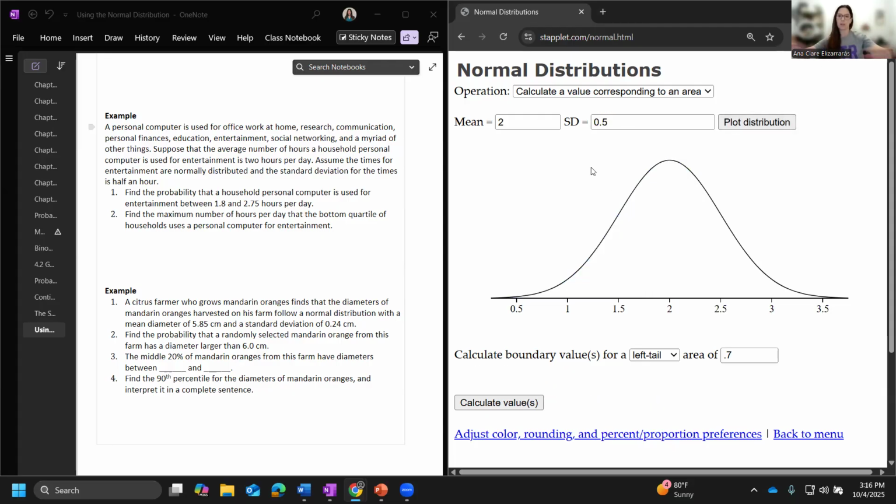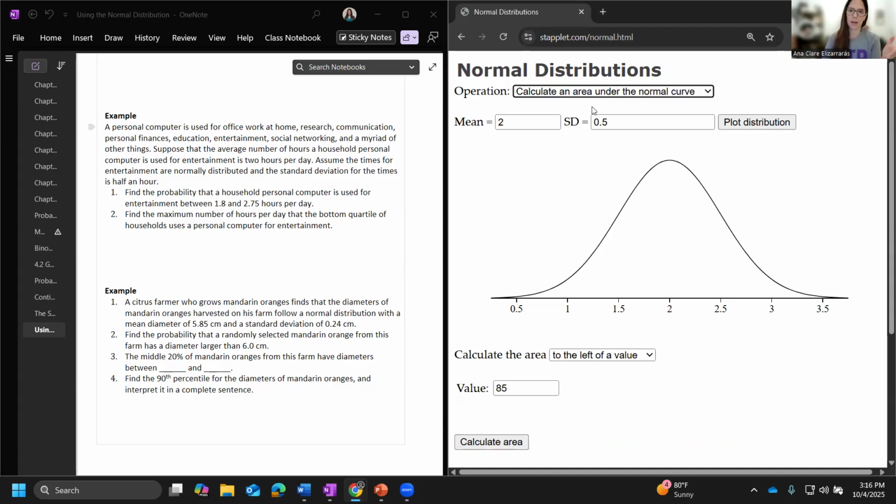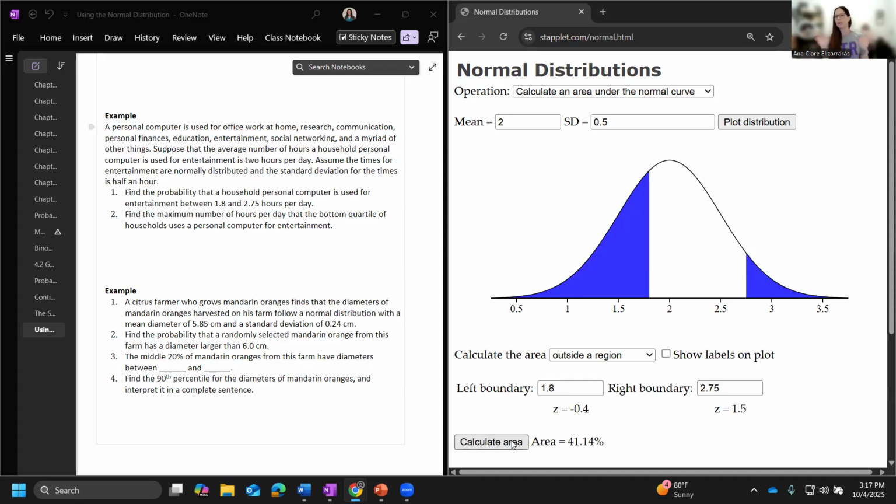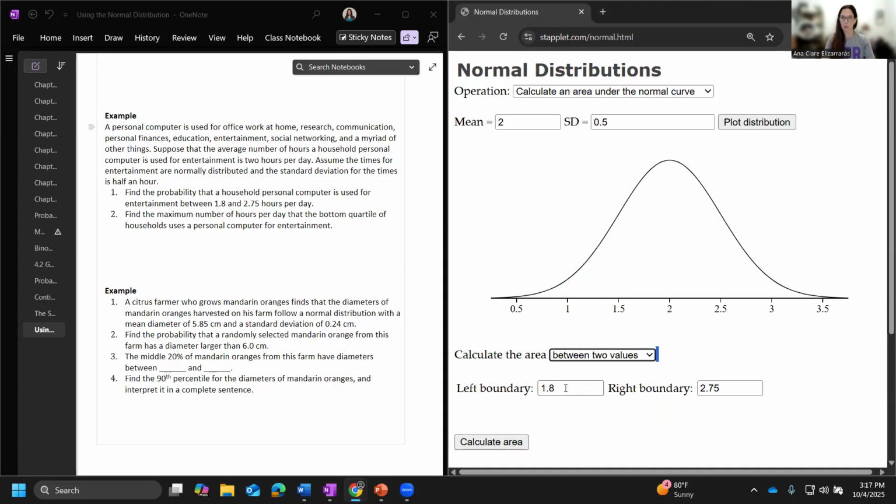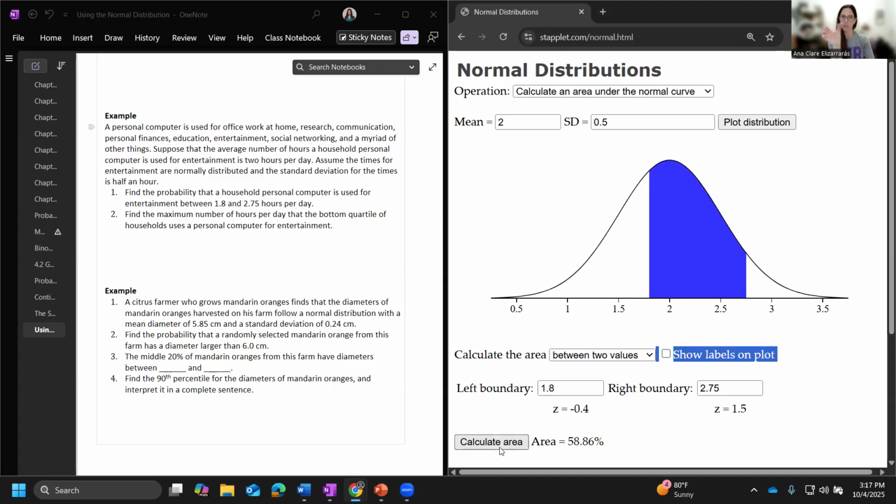Now my distribution changes. The number line fills in with the values for the empirical rule. I want to find the probability, this means area, that a household personal computer is used for entertainment between. Okay, so let's go to calculate an area. And my options are between, left, right, or outside. This question says between, so that's going to guide us to use between. Let's do outside just for fun. Outside also has 2 boxes, and I'm able to input 1.8 and 2.75, but when I calculate the area, I see, no, that's not between. That's the complement of what I want. So actually what I want is between the 2 values. And now I see, okay, I'm between, I'm good.